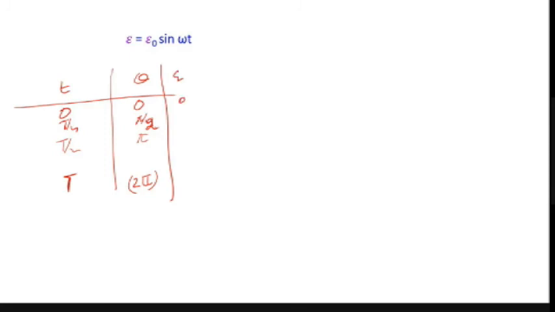Now pi by 2. Sin omega t will be 1, so what will be E? E naught, not epsilon. It is EMF. E naught, epsilon is written like this. What about pi? Again 0. Is it so? Yes, sir.